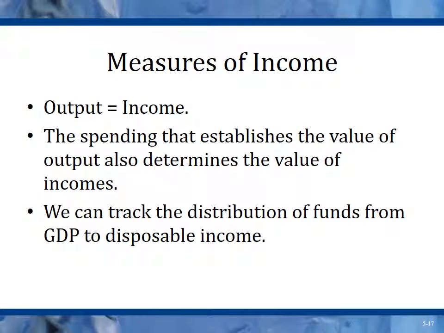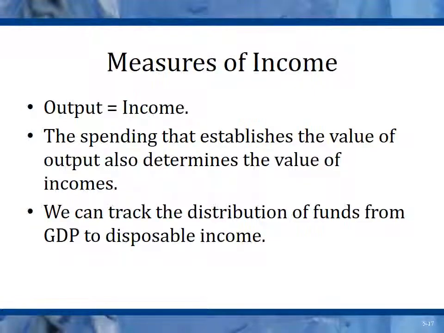Measures of income. This is output equals income. The spending that establishes the value of output also determines the value of incomes. We can track the distribution of funds from GDP to disposable income. Once again, this is just kind of repeating what we've already talked about to this point.